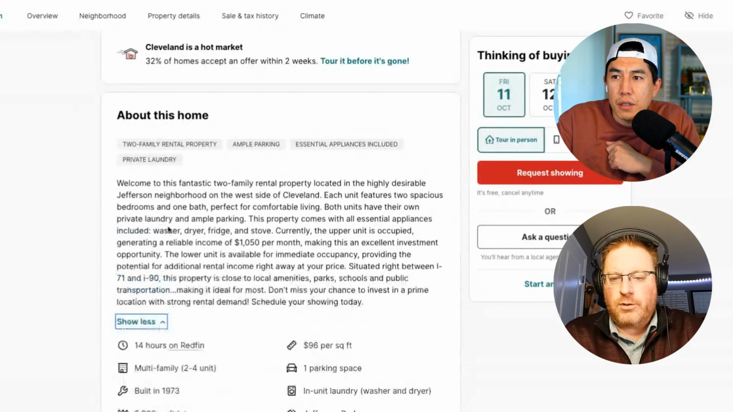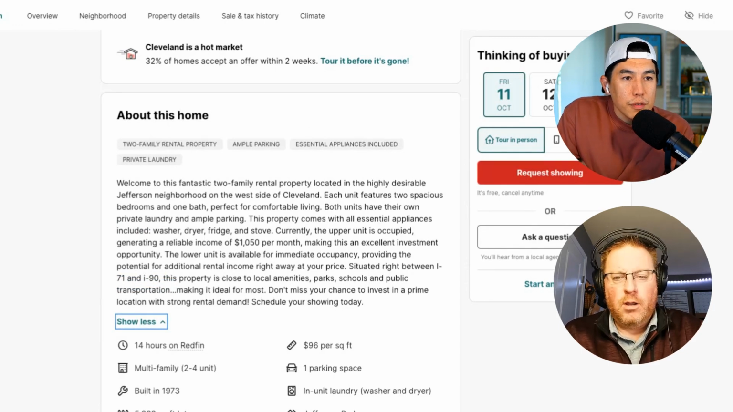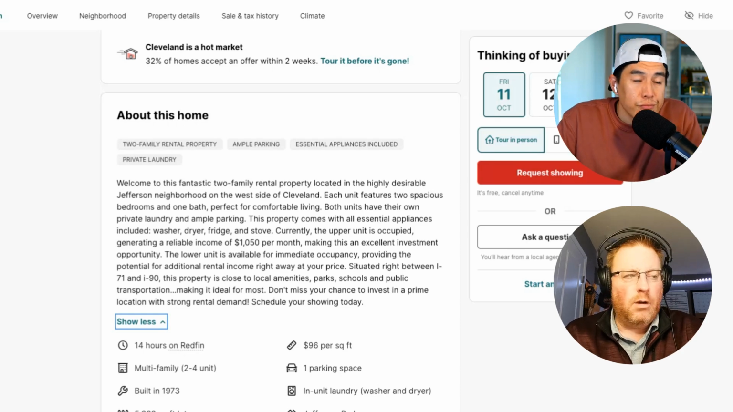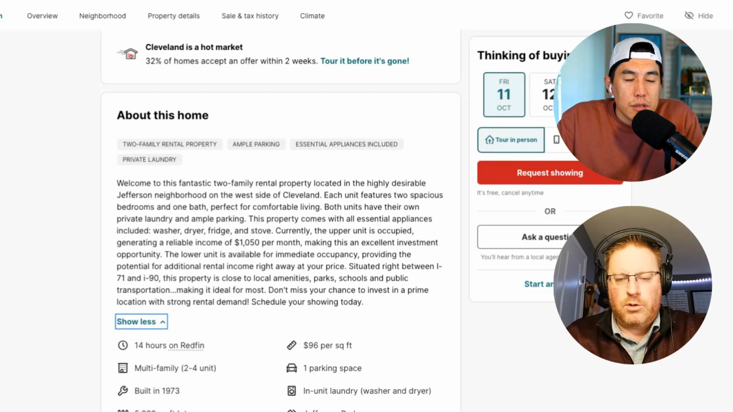What are they paying? They're paying $1,050. So for a 2-bedroom unit in Cleveland, about 900 to 950 square feet per unit in this building, that's a pretty good rental number. That's a really solid rental number. So that's the other thing that has me thinking this is probably worth at least doing a deeper dive on.